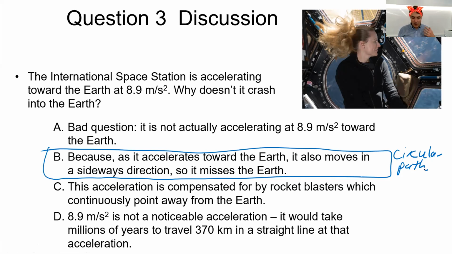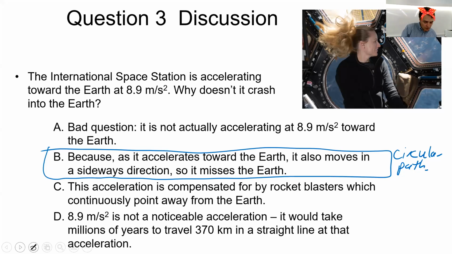C, this acceleration is compensated by rocket blasters, which continuously point away from the Earth. That's not true. When you're in a low Earth orbit, there's no rocket blasters needed. And D, 8.9 meters per second squared is not noticeable acceleration. It would take millions of years to travel 370 kilometers in a straight line at that acceleration. That's definitely not true. If you stop moving sideways, you would plummet to the Earth really quickly. It would take minutes before you would hit the surface.